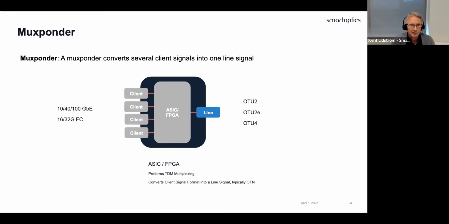And then I think this is actually my last slide, a maxponder. It's quite similar to a transponder, but what it does as well is that it converts multiple different clients into a line. So you typically have much lower rate on the clients. So you do TDM multiplexing, time division multiplexing, on the client signals first, and then you also add the transmission framing, like the OTN frame, on top of it.